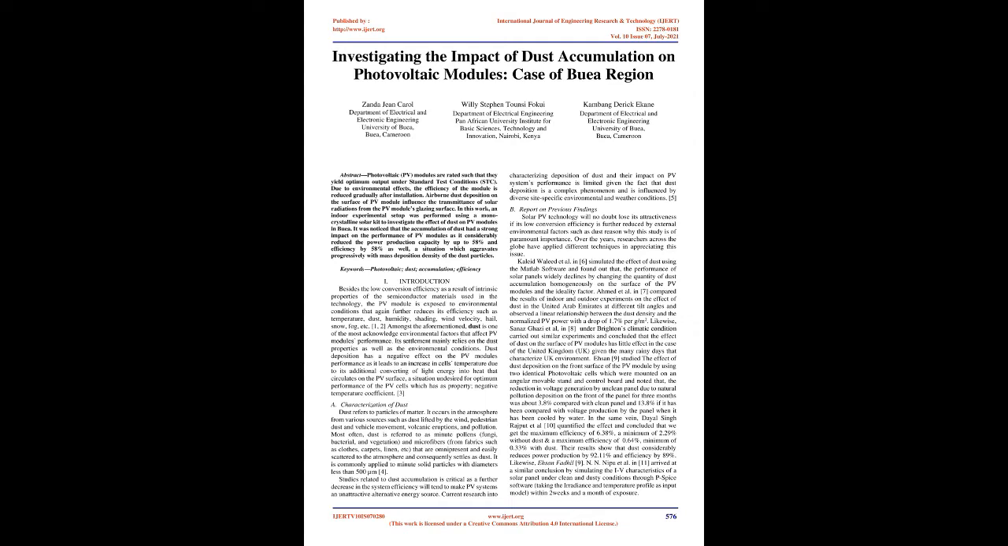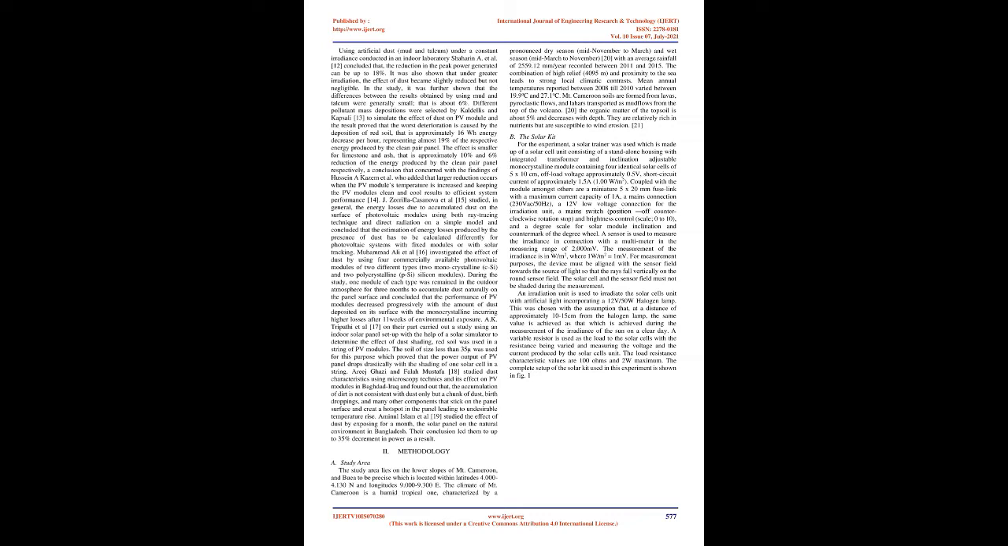Khalid Walid et al. [6] simulated the effect of dust using the MATLAB software and found out that the performance of solar panels widely declines by changing the quantity of dust accumulation homogeneously on the surface of the PV modules and the ideality factor. Ahmed et al. [7] compared the results of indoor and outdoor experiments on the effect of dust in the United Arab Emirates at different tilt angles and observed a linear relationship between the dust density and the normalized PV power, with a drop of 1.7% per g/m².